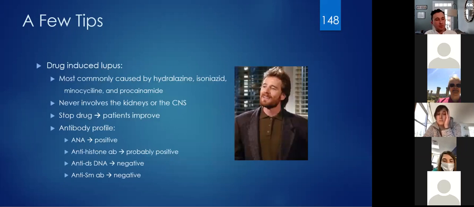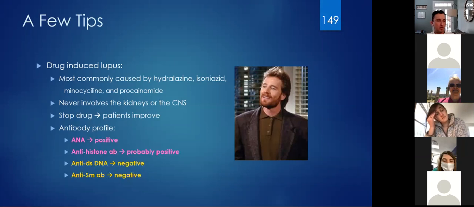So drug-induced lupus is most commonly caused by these 4 drugs here. Now, the only one out of those 4 that we as hospitalists use frequently is hydralazine, but we do use that a good bit. So that's probably the most common drug that can cause drug-induced lupus. It's important to know that drug-induced lupus never involves the kidneys and never involves the central nervous system. Okay, so if either one of those systems are involved, then it's probably not drug-induced lupus. For these patients, usually if you stop the drug, they get better. So generally, they don't need a lot of potent immunosuppressants once you stop the drug.